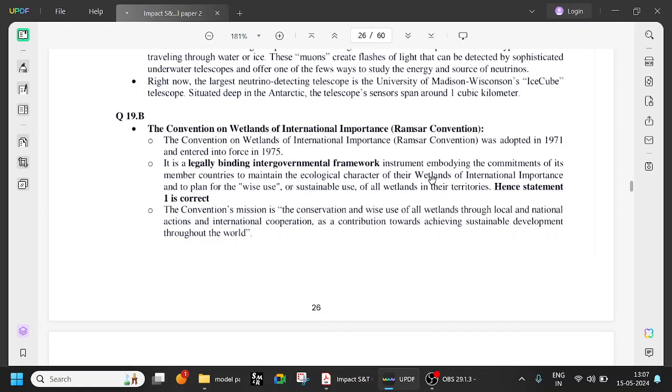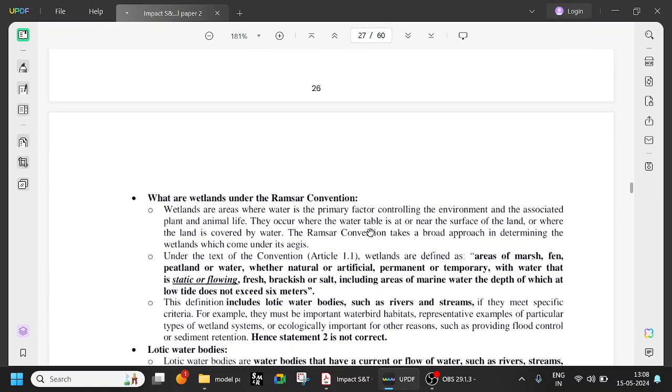So recently Lake Chilka, etc., have been put on a certain watch list because of a lot of degradation. Recently, they have been removed from that watch list. That means they have been sufficiently retained or replenished. These wetlands are also very important for us because a lot of migratory birds come to these wetlands. So the convention's mission is conservation and wise use of all wetlands through local and national actions and international cooperation. So basically, conservation of wetlands.